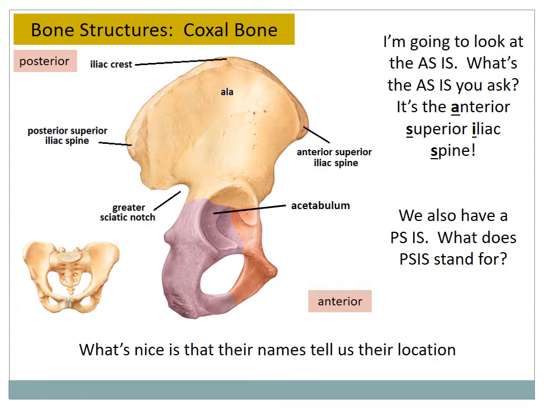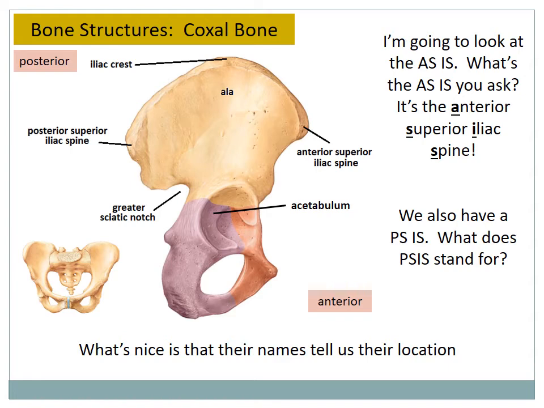So we're going to look at the ASIS here. The ASIS, the anterior superior iliac spine. That's what you put your hands on when you put your hands on your hips. We also have the PSIS, which is the posterior superior iliac spine.